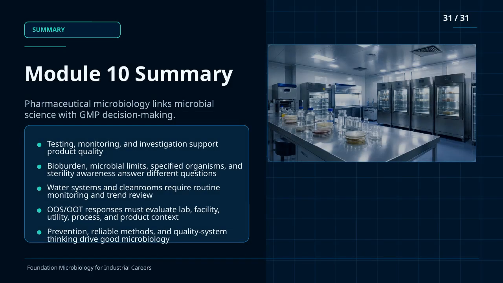Pharmaceutical microbiology is the link between microbial science and GMP decision-making. Reliable methods, prevention-focused controls, disciplined sampling, trend review, and thorough investigations protect product quality and support safer manufacturing decisions.